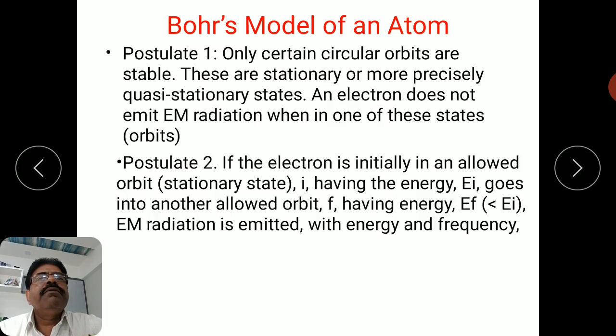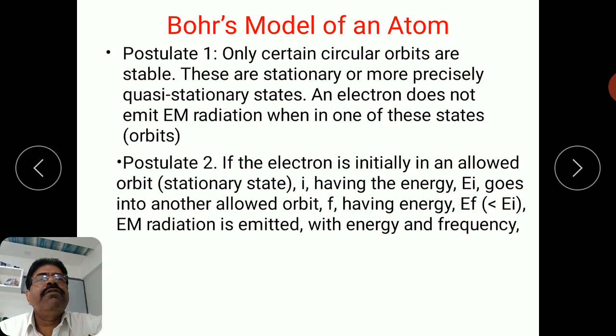Then the second postulate is that if you assume two different energy states or orbits, for example the initial orbit I and the final orbit F, which represent two stationary states of an electron, and if the electron goes from orbit I to F, where the energy of the electron in orbit I, that is E_I, is greater than the energy in the final orbit E_F. So E_I is greater than E_F.